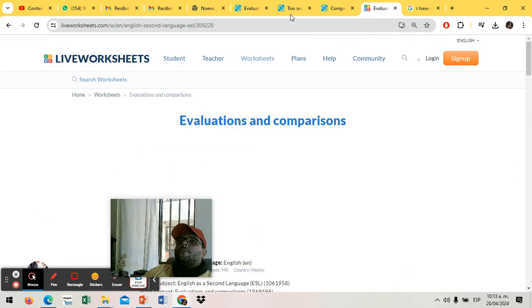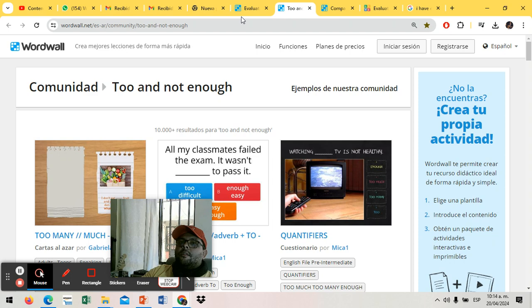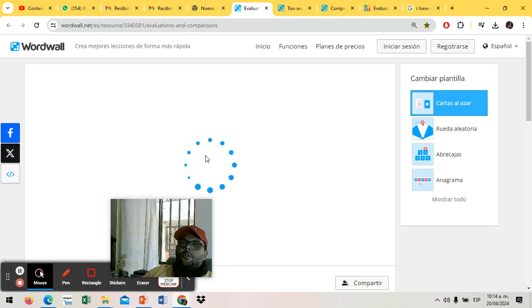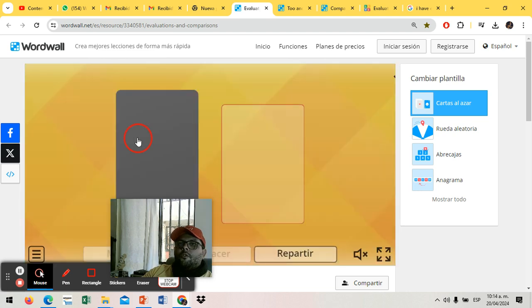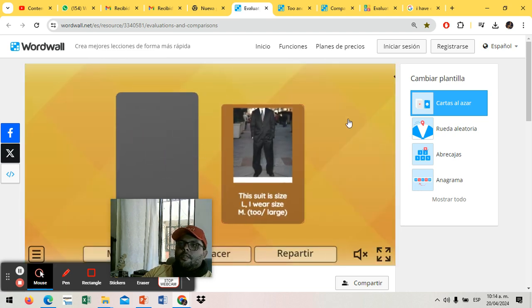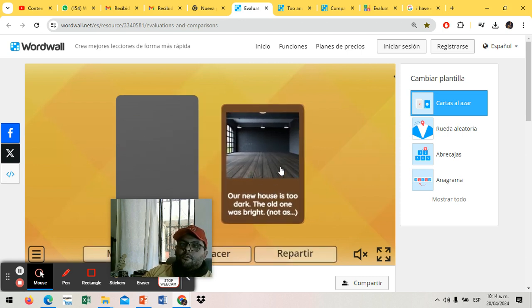And I also add this source, guys, which is very useful. We're going to use it in the class too in order to practice with these cards. So, this suit is size L. I wear a size M. So you need to form the comparative, right? Using the elements that you're given in the prompt.